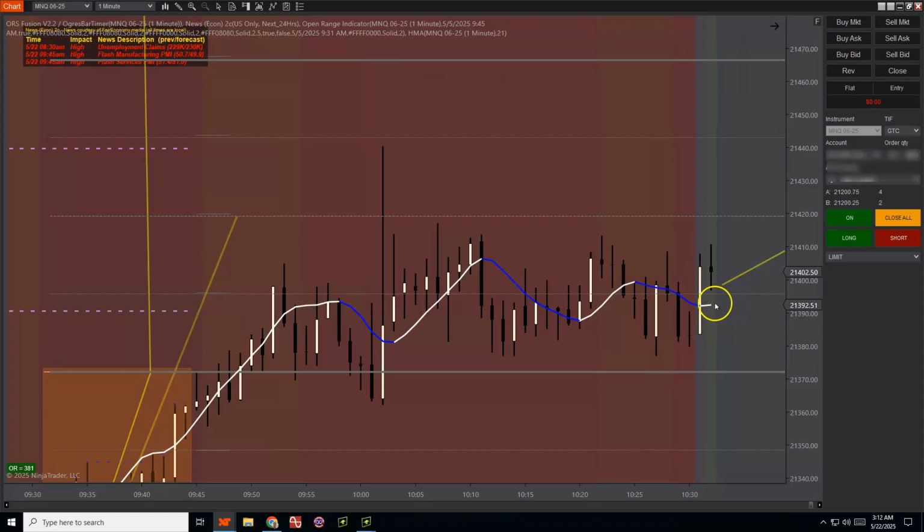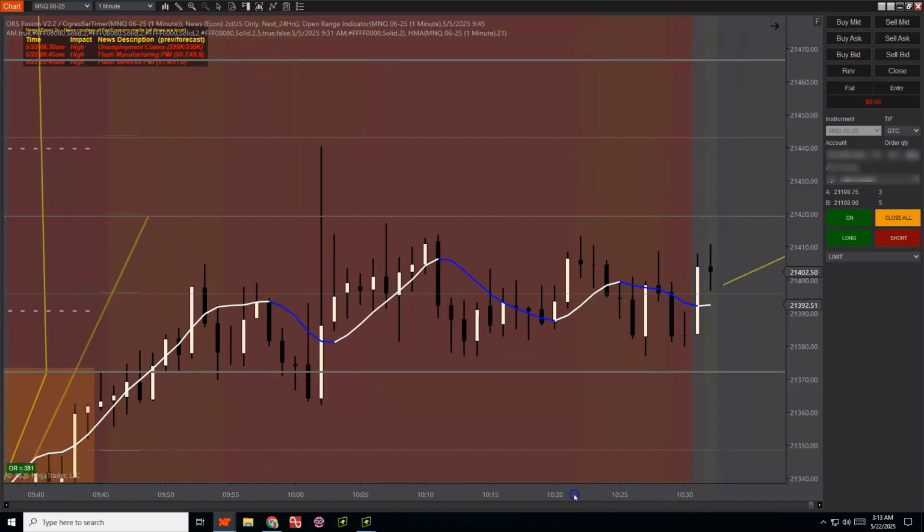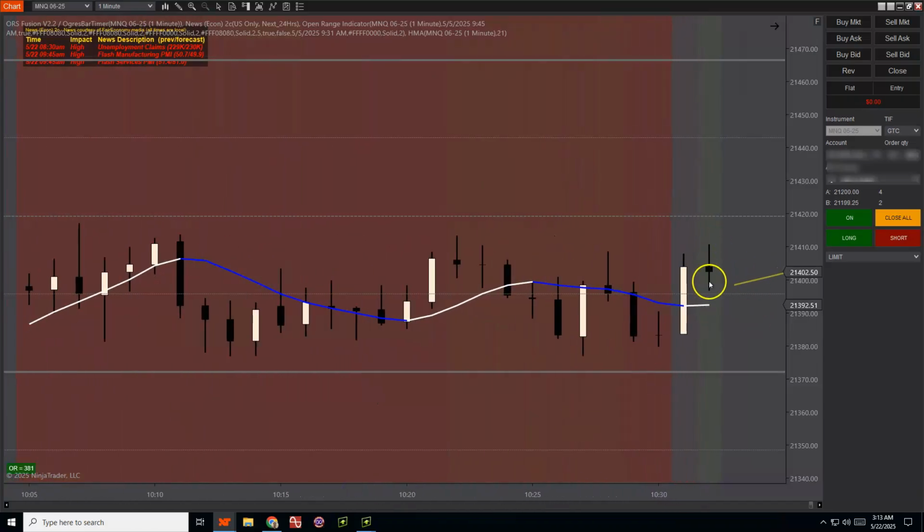So three things. Our HMA needs to be white. We need to be closing above the HMA, and we need to be in a buy zone. We can see this candle right here shifts from a sell zone, and now we're in a buy zone. So we have all three criteria met.